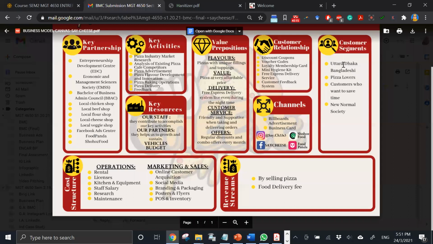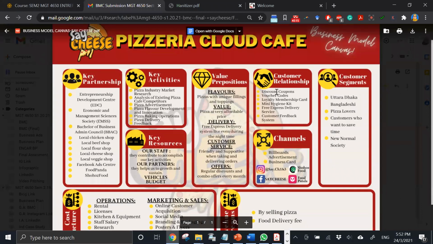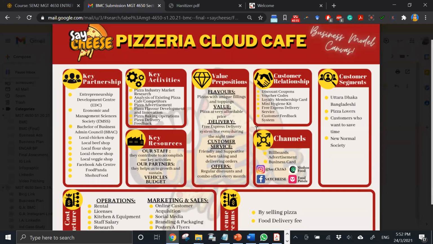As you can see here, Utara Dhaka, Bangladesh, they mentioned the location because they are selling only there. This is very important because you need to focus on who is your customer segment. For example, the operation. This one is a big business. This is a family business, so they have rental licenses, kitchen equipment, sales, and then marketing and sales. They also put discount coupons, voucher codes, and loyalty member cards.